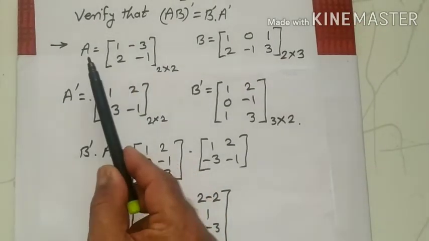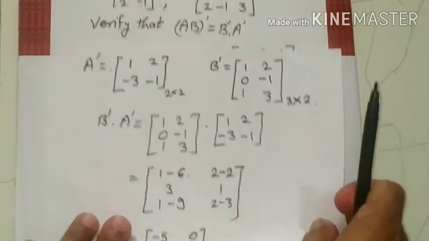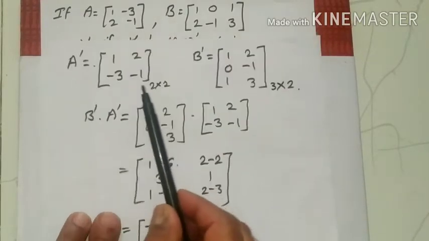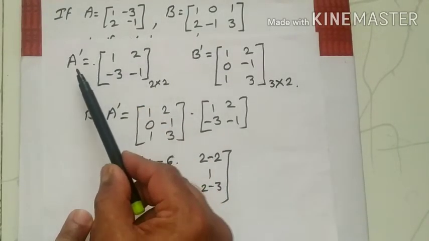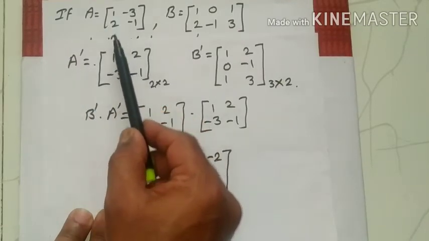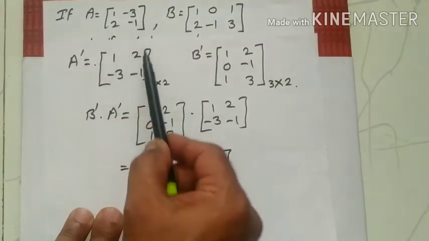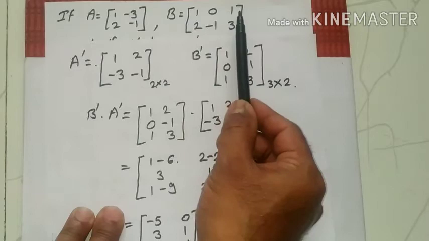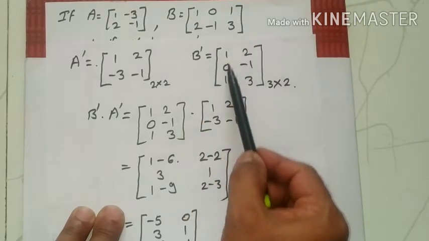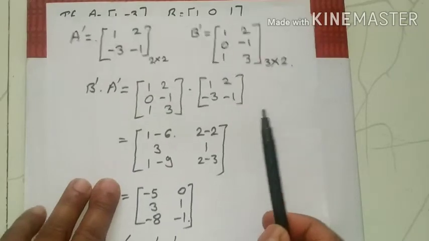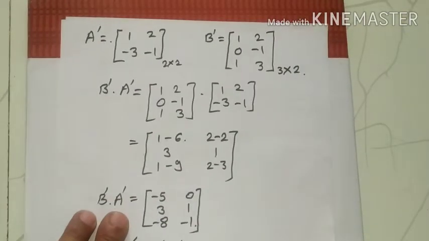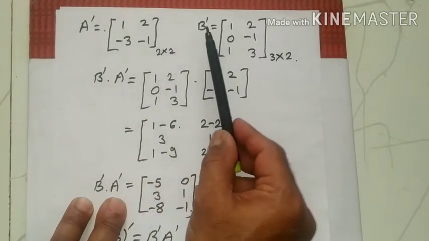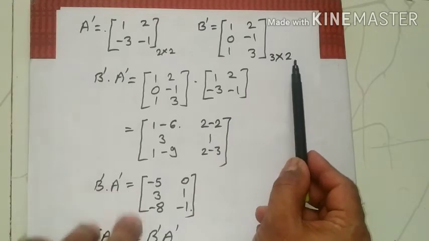Here we have matrix A and matrix B. For matrix A, the transpose of A is obtained as columns change to rows and rows change to columns. Similarly, for matrix B, the row 1 0 1 changes to the first column and the second row changes to the second column. So matrix A dash is a 2 by 2 matrix and matrix B dash is a 3 by 2 matrix.